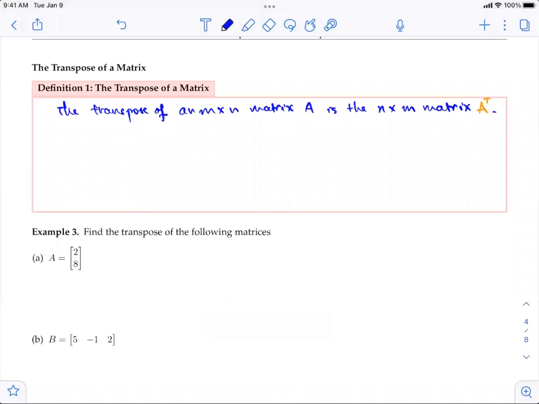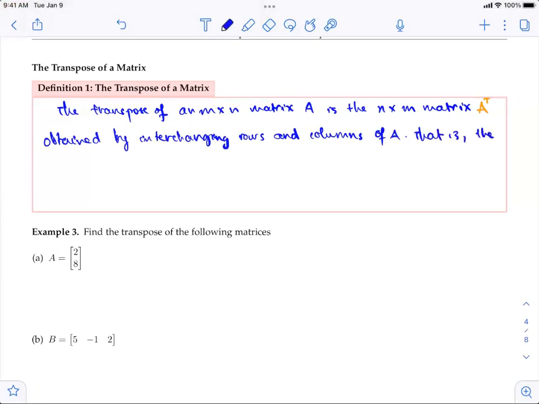So this transpose of a matrix can be obtained by interchanging rows and columns of the matrix A. That is, the i-th row of A becomes the i-th column of A transpose.